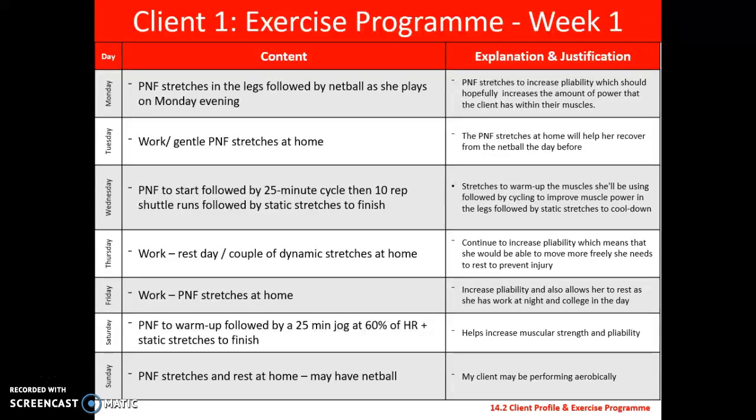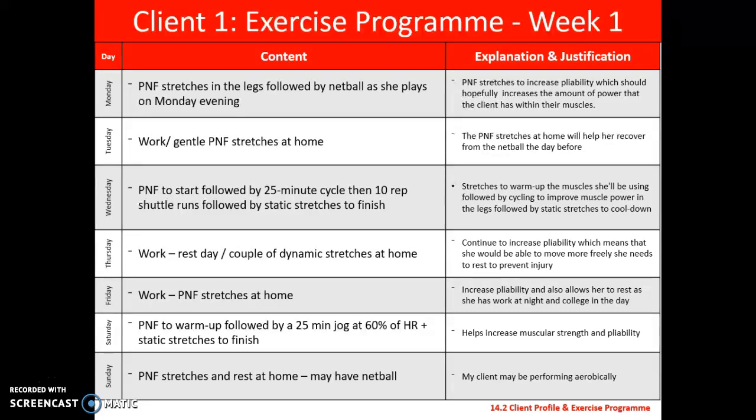On Thursday, she would work, so I've prescribed her a rest day with a couple of dynamic stretches in the legs at home. She would continue to increase pliability and also be able to move more freely, and rest prevents injury, because if she overtrains too early, then she would have ruined her training program. On Friday, she also works, so I'd also say PNF stretches again to improve her flexibility, which is because PNF are a better way of doing this.